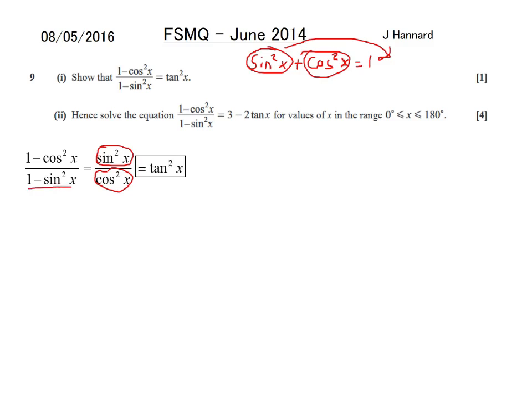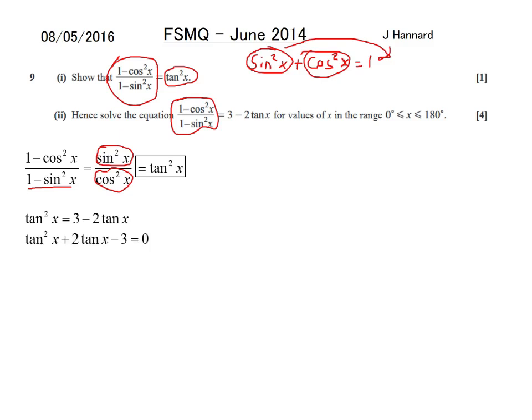But remember, sin over cos is a tan, so therefore sin squared x over cos squared x equals tan squared x. Hence solve the equation 1 minus cos squared x over 1 minus sine squared x equals 3 minus 2 tan x for the values of x in the range 0 to 180. Well, we've just worked out that this equals tan squared x, so therefore we can replace this with tan squared x, which is what I've done. And we'll set that equal to 3 minus 2 tan x. Taking people over the other side, you end up with that equal to 0.